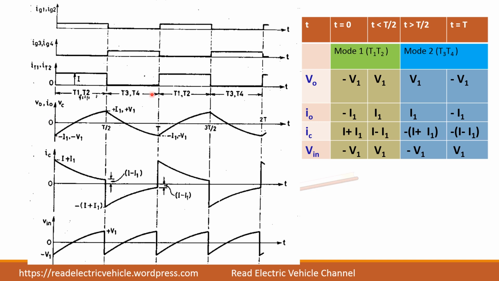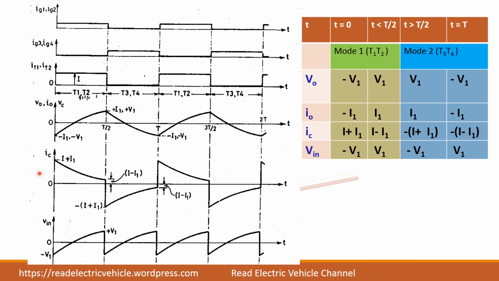So here initially you have minus V1, V1, V1 and minus V1. So here you have minus V1 and here plus V1, again minus V1. So it is not a problem.